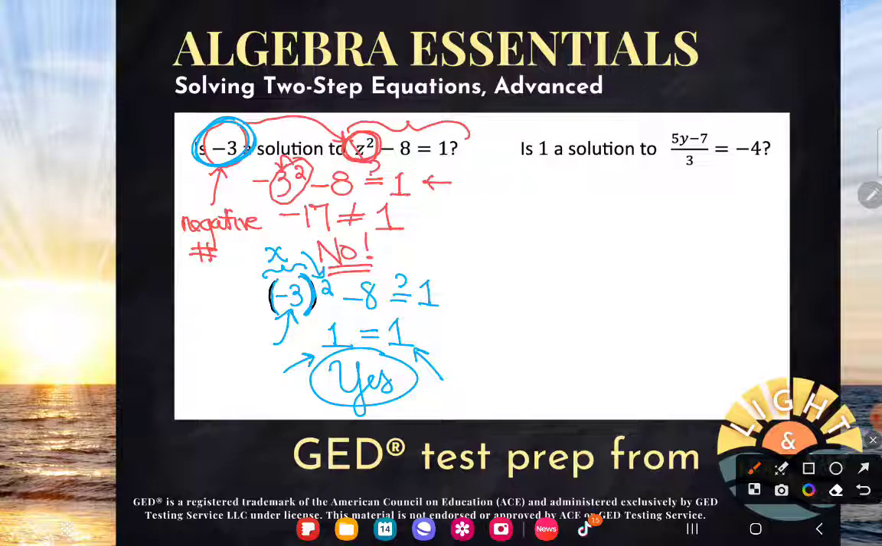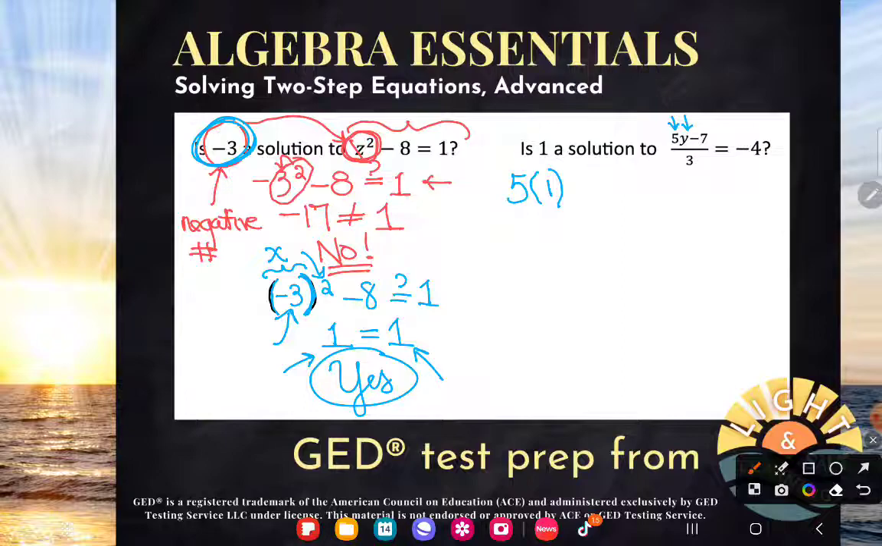Okay, let's go ahead and take a look at the next one. Is 1 a solution to 5y minus 7 over 3 equals -4? Probably it'd be better for me to say the difference between 5y and minus 7 over 3, just to say that I'm dividing the whole thing. But that's another day's lesson. So let me try and substitute it in. So my 5 stays a 5, but my y turns into 1. Look, I use parentheses again.